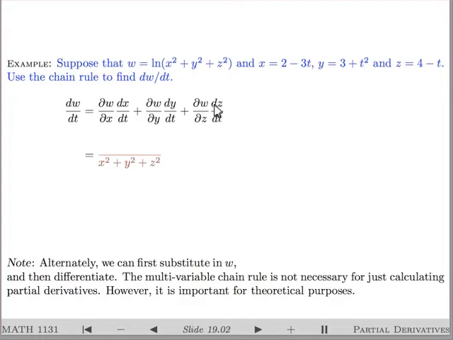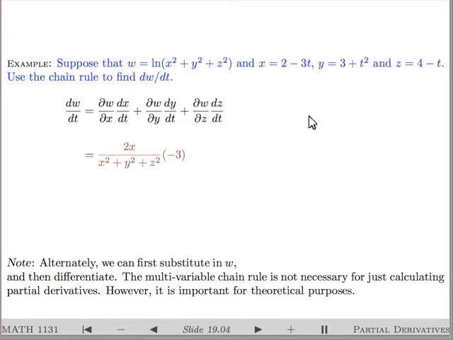For w, the derivative with respect to x, first I differentiate for ln. That gives me the reciprocal of what's inside ln, namely x squared plus y squared plus z squared in the denominator, times the derivative of what's inside ln with respect to x. That will be 2x from x squared, and since we treat y and z as if they are constant, we get 0. So altogether I get 2x over x squared plus y squared plus z squared. I should multiply this by the derivative of x with respect to t. X is 2 minus 3t, the derivative is just negative 3.